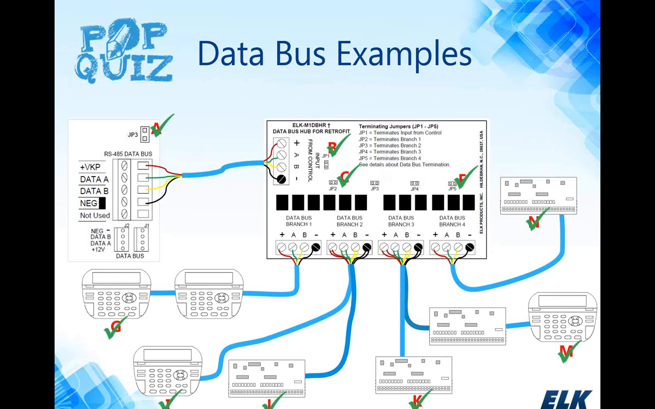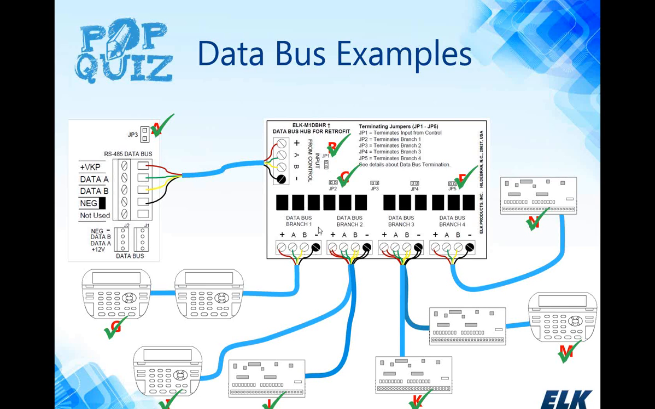All right, here's the answers to our pop quiz. And in this case, the retrofit hub is located at the control itself, very close to the control, the shortest wire run from the control to the retrofit hub. It's a single run going to the retrofit hub, so JP3 on the main control will be terminated. And because the retrofit hub is the only device that's connected to the hub, the JP1 jumper on the retrofit hub would be terminated as well.